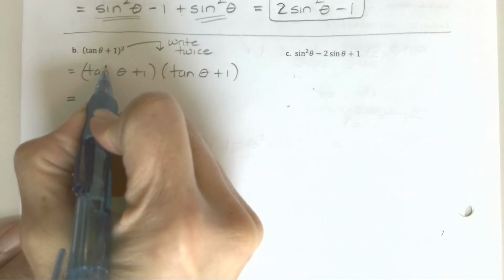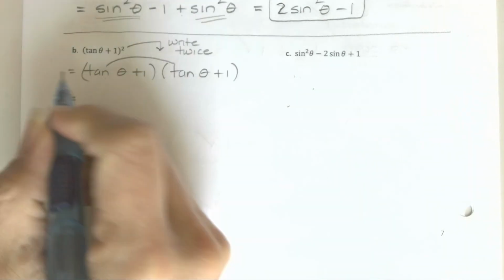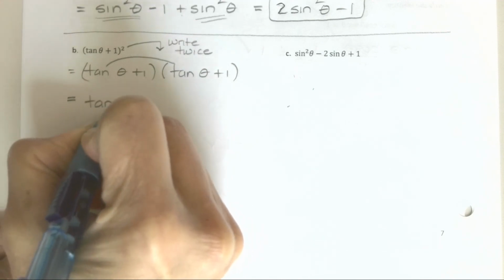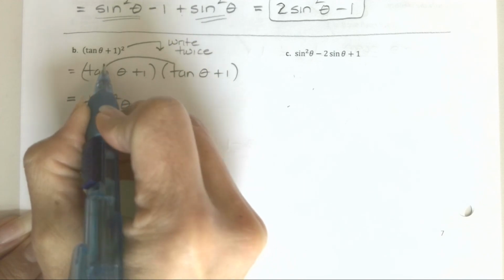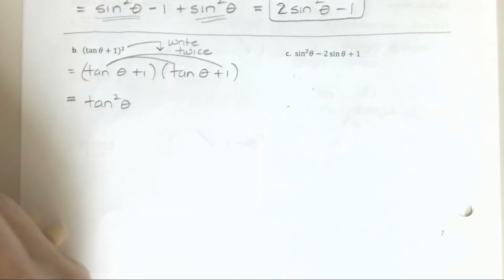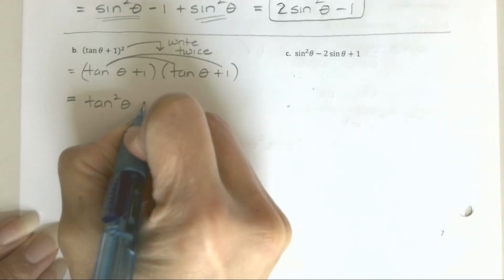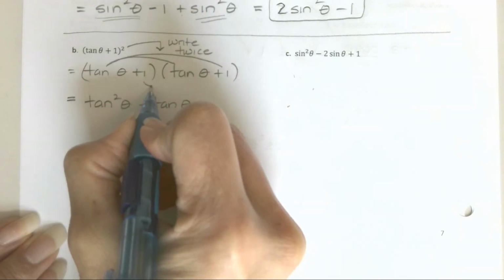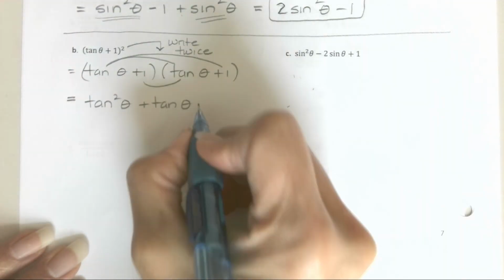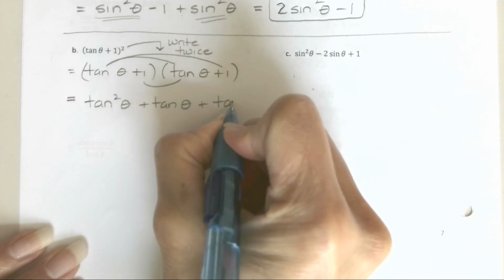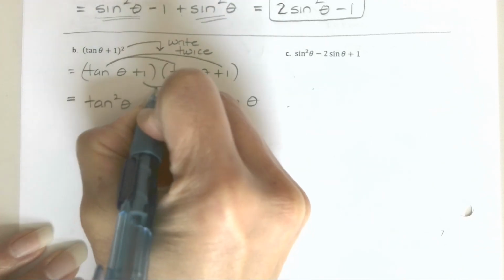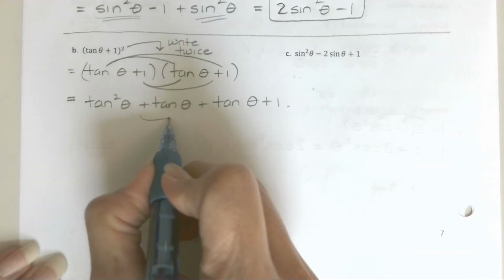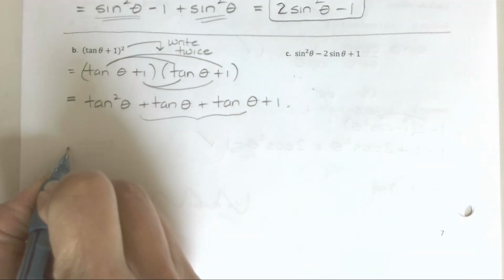Alrighty, here we go. Tangent theta times tangent theta, tangent squared. Tangent theta times 1. 1 times tangent theta. And 1 times 1? 1. Okay. So these 2 terms, what do they become?